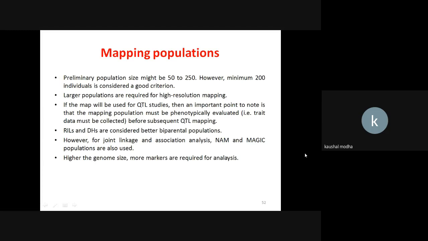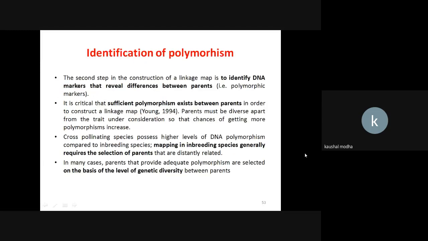Once you start developing the mapping population, at the same time you also identify the polymorphism present between these two diverse parents. The number of markers required also depends upon the genome size. In diploid species like rice, you may require fewer markers, but in polyploids or species with a higher genome size, like hexaploid wheat, you need more markers because the genome size is huge. So it depends upon ploidy level or genome size. I already explained that you select parents on the basis of phenotypic diversity as well as genetic diversity.